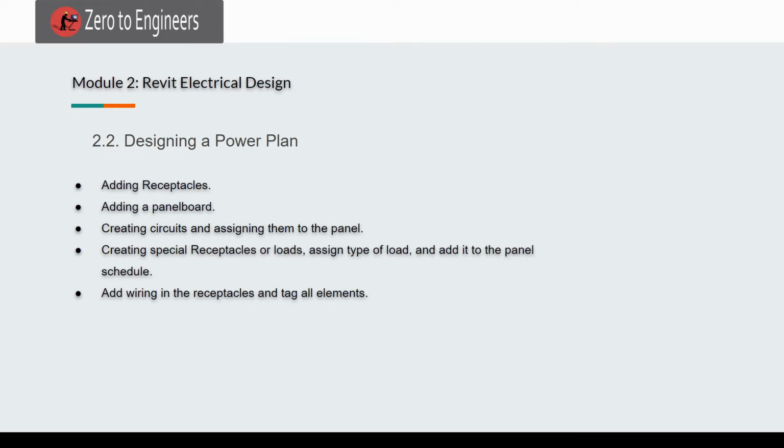So we're going to add the panel board. We're going to create the circuits and assign them to the panel we created. We're going to create special receptacles or loads and assign the type of load to the panel. We're going to add wiring in the receptacles and tag all the elements.